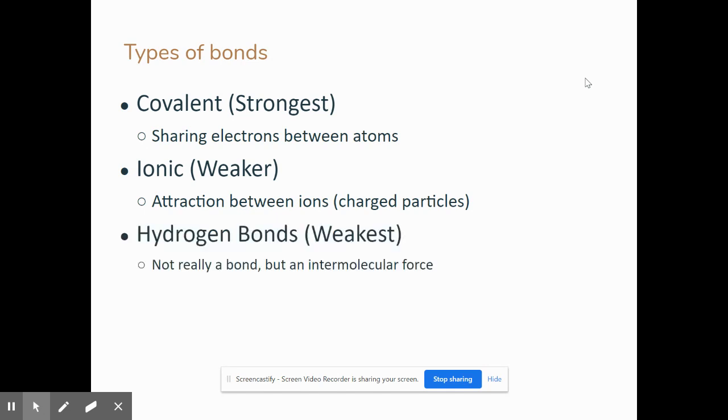Hydrogen bonds, those are weakest. We'll talk about those in the next section. Not really a bond, but an intermolecular force between a slightly positively charged hydrogen and a slightly negative other atom.